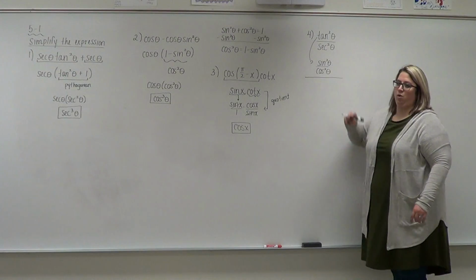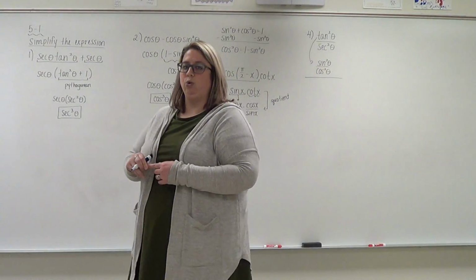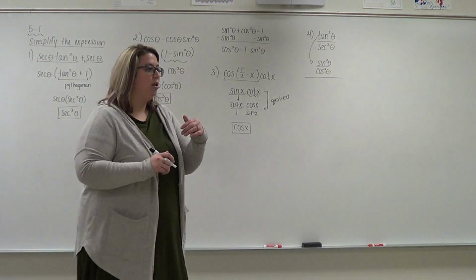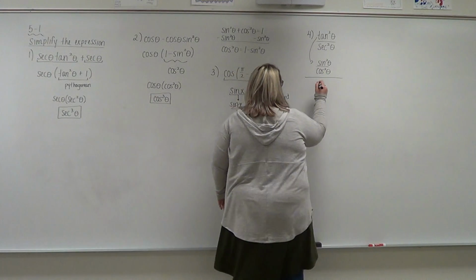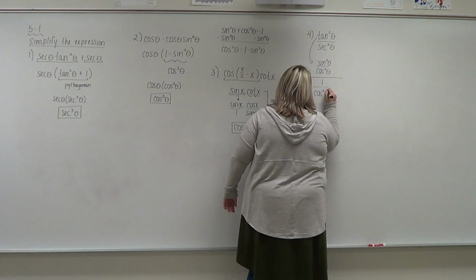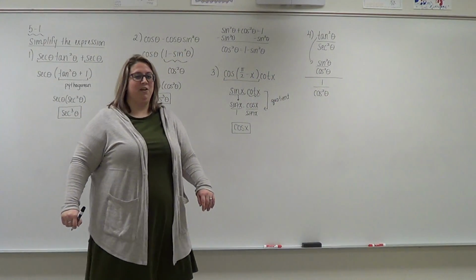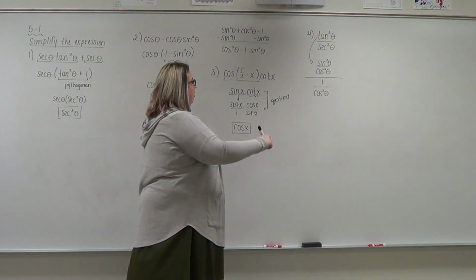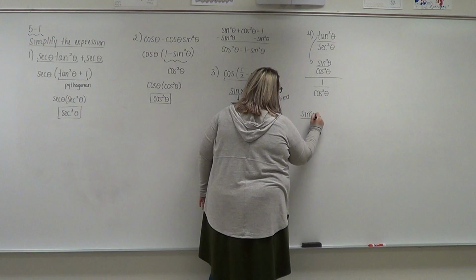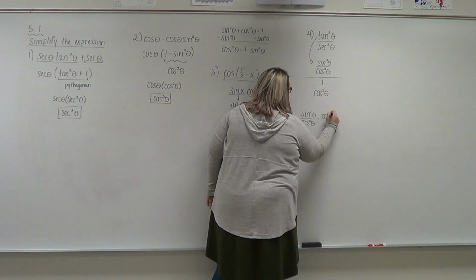Then I have secant squared. Can I change secant squared into anything that has sine or cosine? 1 over cosine. Another reciprocal? So what would this become since it's squared? 1 over cosine squared. Okay, somebody said flip it. Who said it? Okay, why are you flipping? Because you divide by a fraction. Okay, fraction divided by fraction says you're going to multiply by the reciprocal.